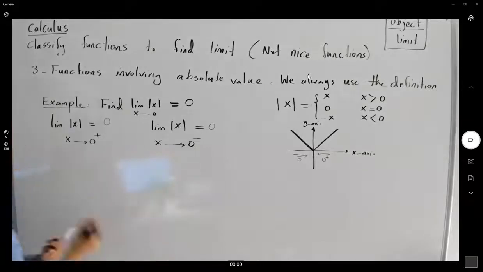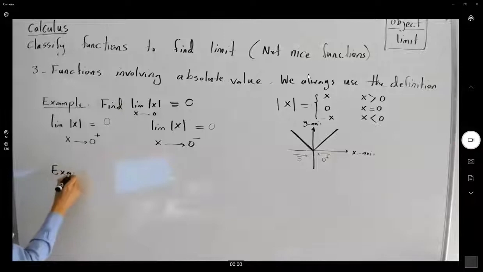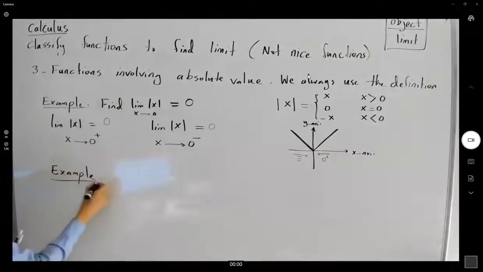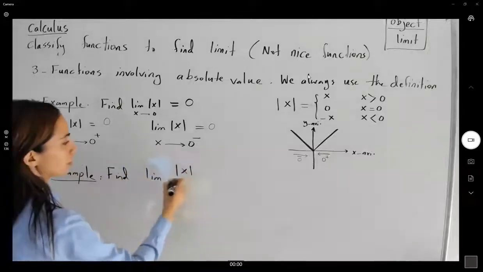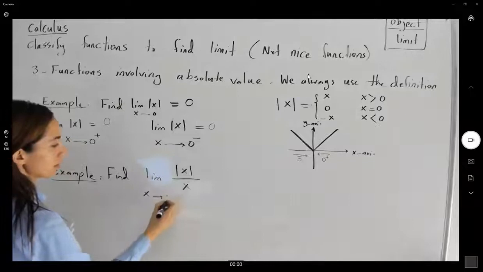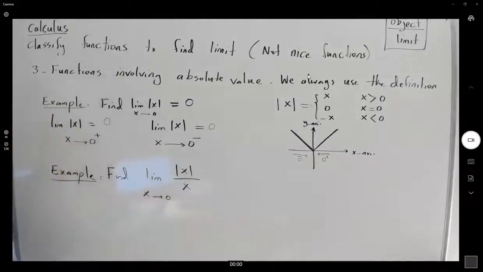Give us another example. What about this one? Find the limit of absolute value of x divided by x as x approaches 0. Very well. I know that if I have functions involving absolute value, I have to use the definition of absolute value. X is getting closer and closer to 0 from left. X is getting closer and closer to 0 from right.